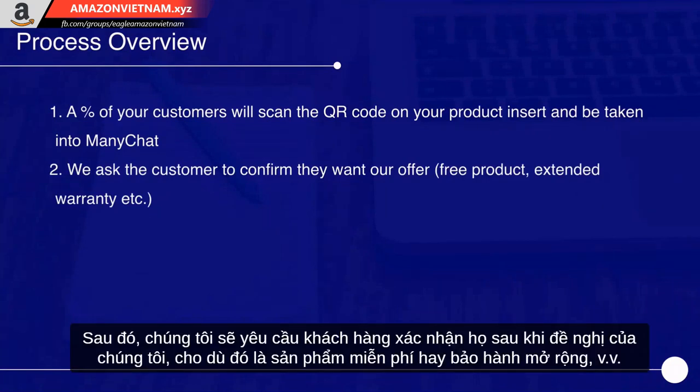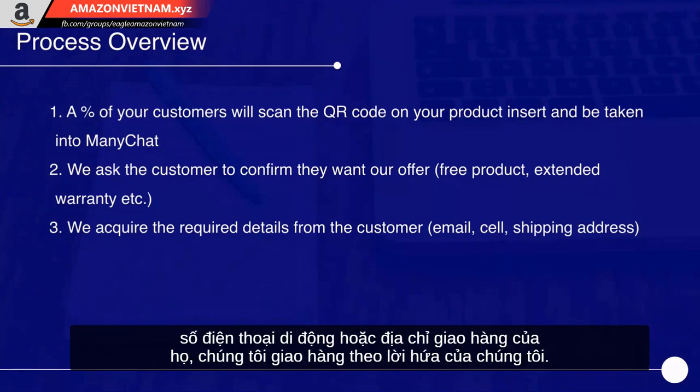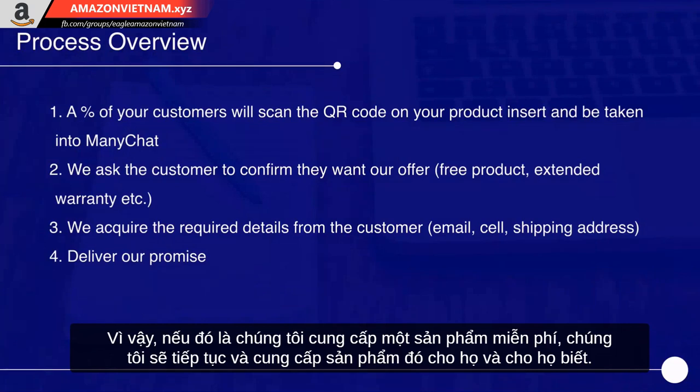We will then ask the customer to confirm they want our offer, whether that's a free product or an extended warranty, etc. We acquire the required details from the customer, such as their email address, cell phone number, or shipping address. We deliver upon our promise, so if that's we deliver a free product, we'll go ahead and fulfill that product to them and let them know.